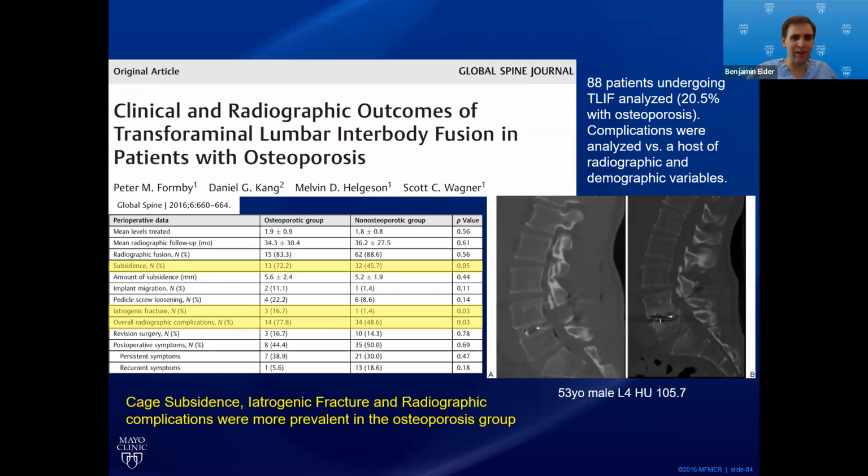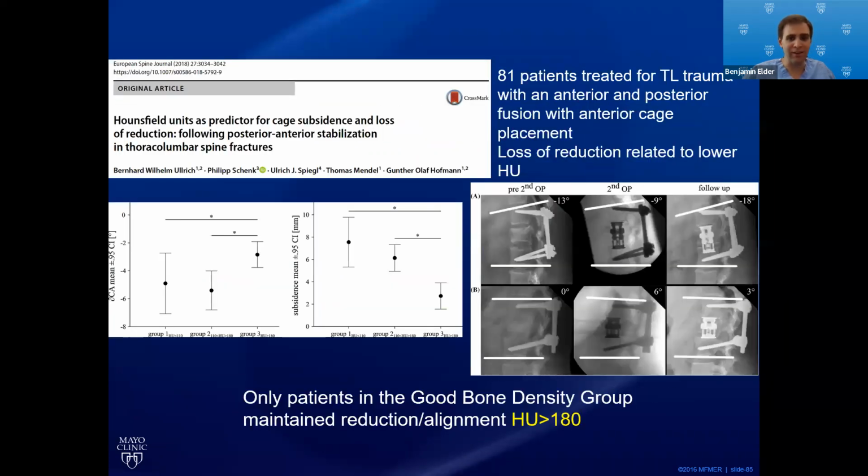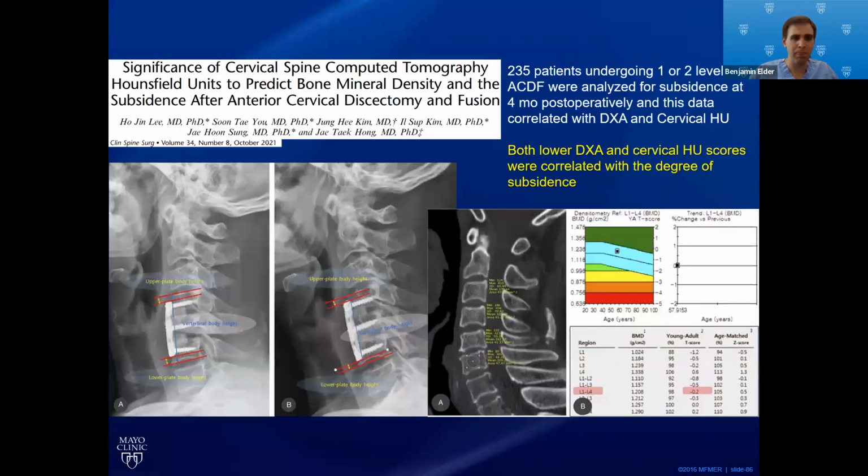This is another one looking at T-lifts in 88 patients with osteoporosis, and they found that cage subsidence, iatrogenic fractures, and radiographic complications, as expected, were more prevalent in the osteoporosis group. And then again, looking at cage subsidence following anterior and posterior stabilization for thoracolumbar fractures. In this study, only patients in the good bone density group maintained their reduction in alignment, which was defined as Hounsfield units above 180.